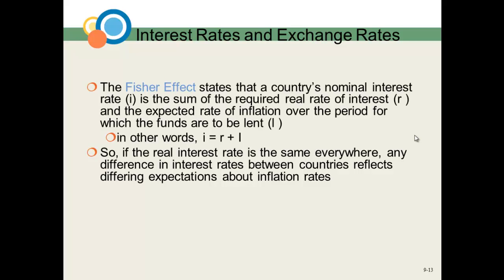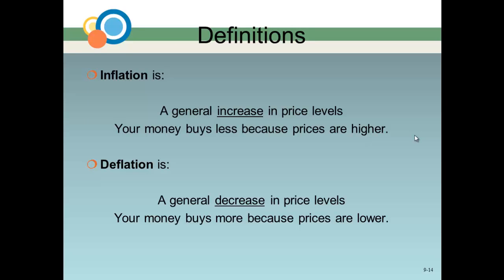If we use purchasing power parity to predict future inflation rates, this fits comfortably in our next topic, which is the introduction to the Fisher effect, and that explains nominal interest rates. Now, the book represents the Fisher effect and defines it basically as a function that states that a country's nominal interest rate is the sum of the required real rate of interest and the expected rate of inflation over a period for which the funds are to be lent. Now, that sounds like a complicated paragraph.